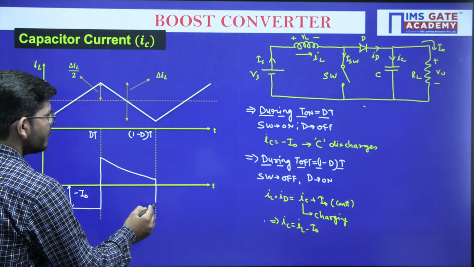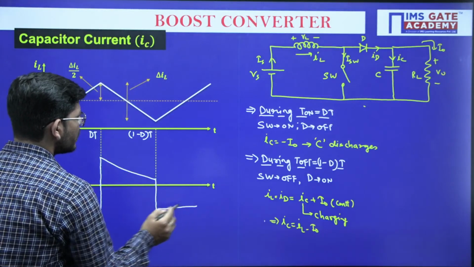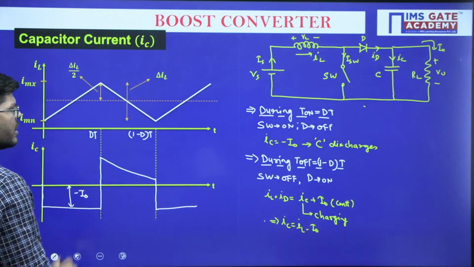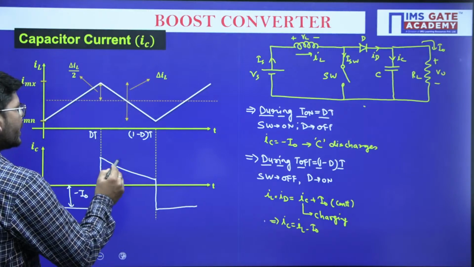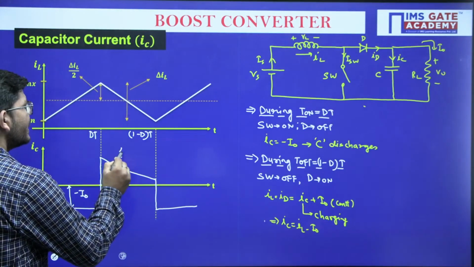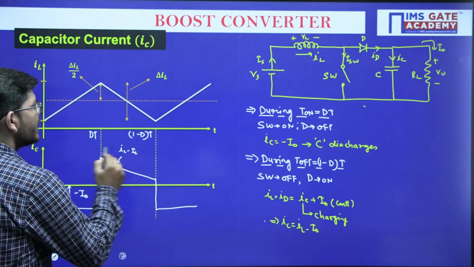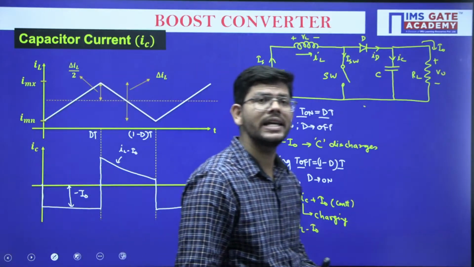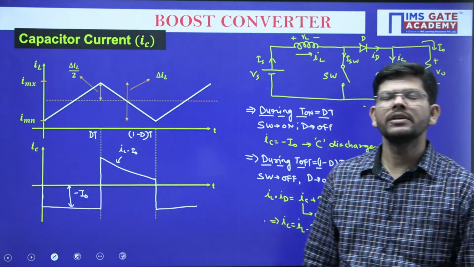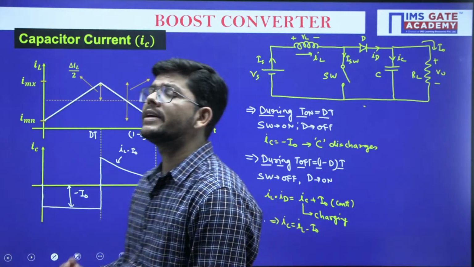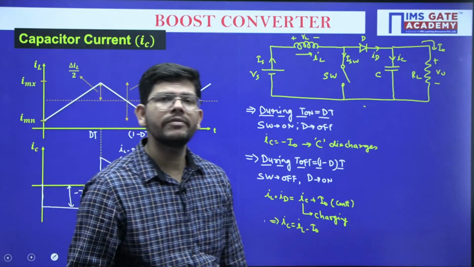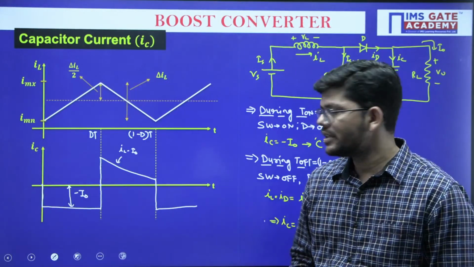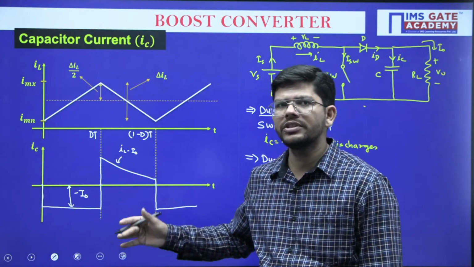Now again it will be varying like this. So this is how the capacitor current will be varying. What is this? This is IL minus I naught. IL has a maximum and minimum level. When you are subtracting I naught, this will not get to 0, this will be above 0. So this is how you can understand it.